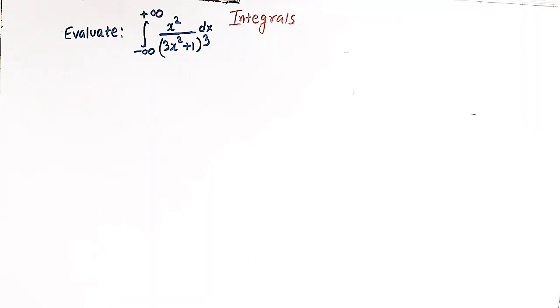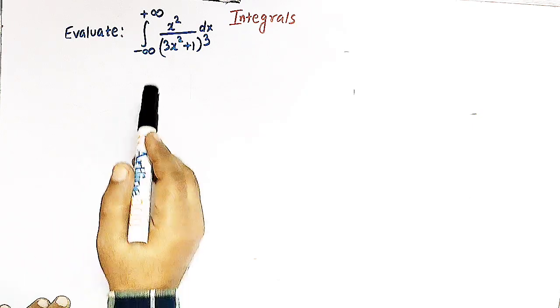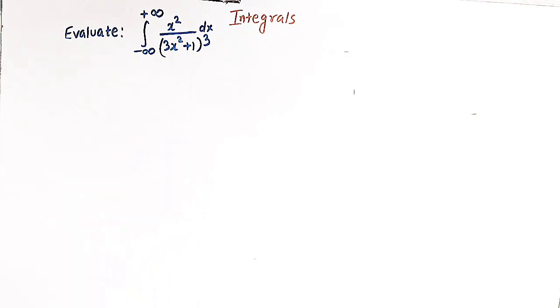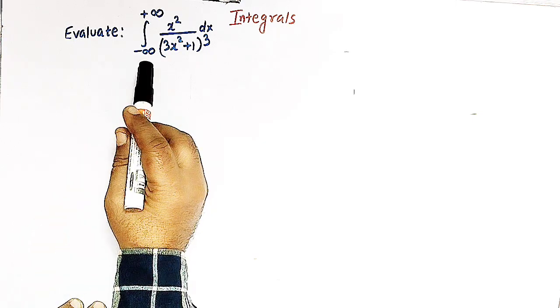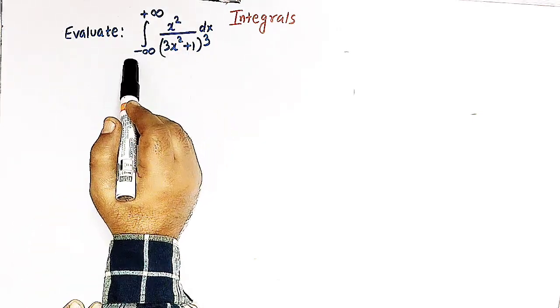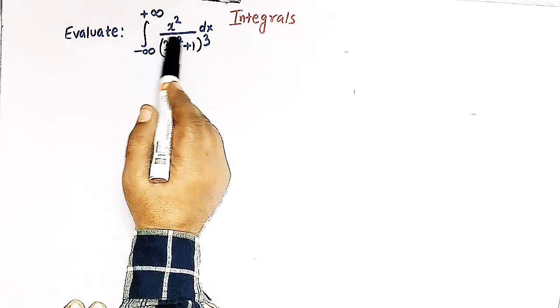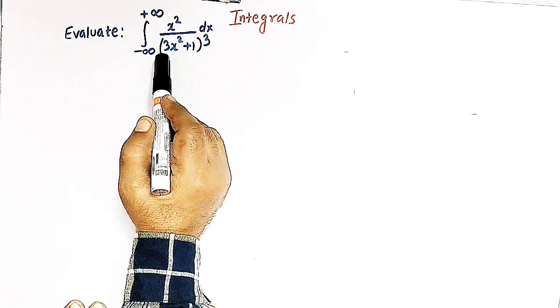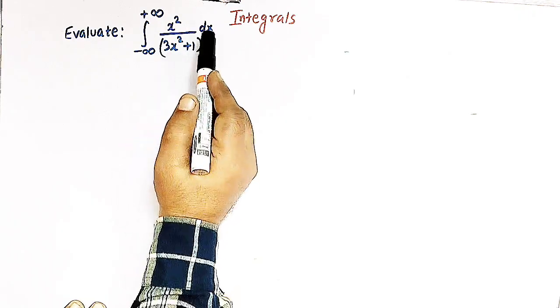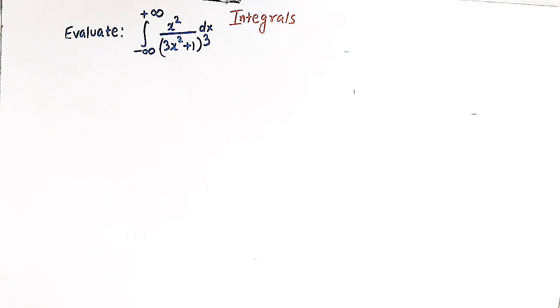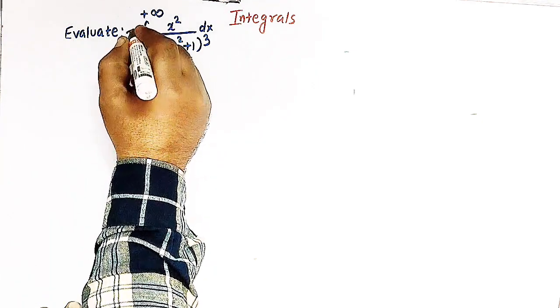Hello viewers, in today's session we are going to discuss another important and conceptual problem from integrals. And in this class we are going to evaluate this integral with the help of the concept of beta and gamma functions, right? So here we have to evaluate this integral from minus infinity to infinity, and the integrand is x square divided by (3x square plus 1) whole cube, and we have dx, right? So let us call this integral as I.